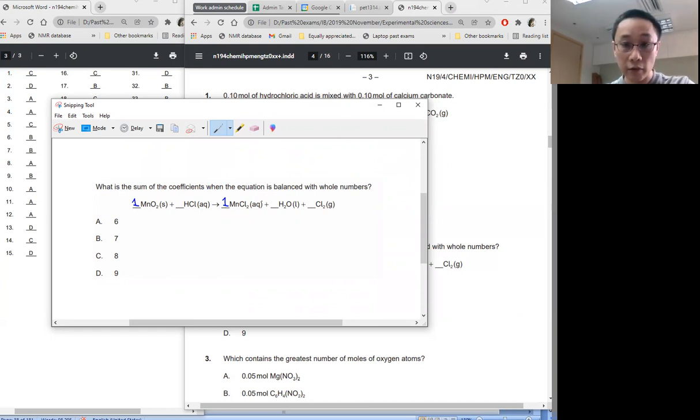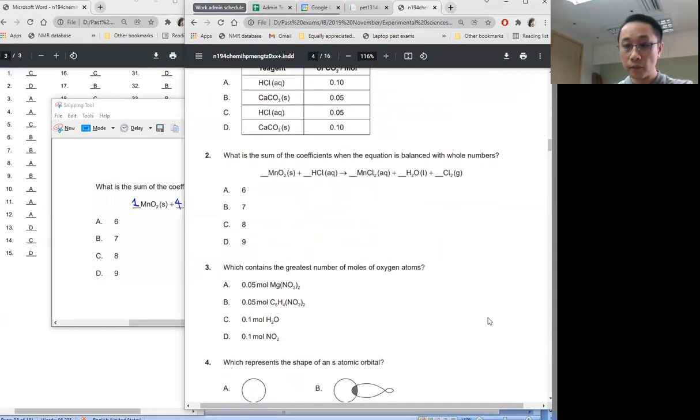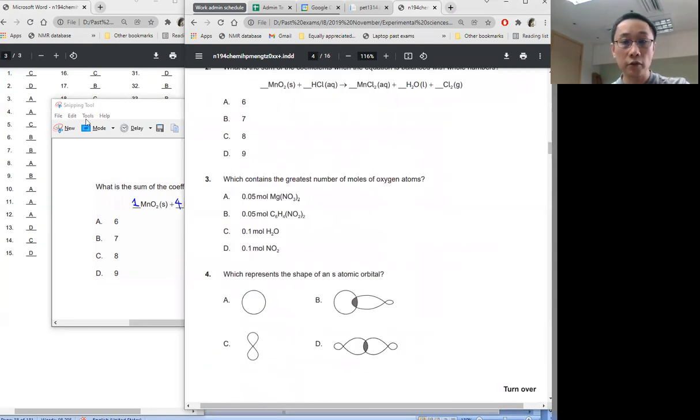But let's continue balancing the rest of the equation, which should have a 2 in front of the water in order to balance the 2 oxygens from MnO2. You need 4 HCl to balance the 2 H2O. And I think by the end, the chlorine is already balanced. Therefore, the coefficients would have a sum of 1 plus 4 plus 1 plus 2 plus 1, which is 9. Answer is D.